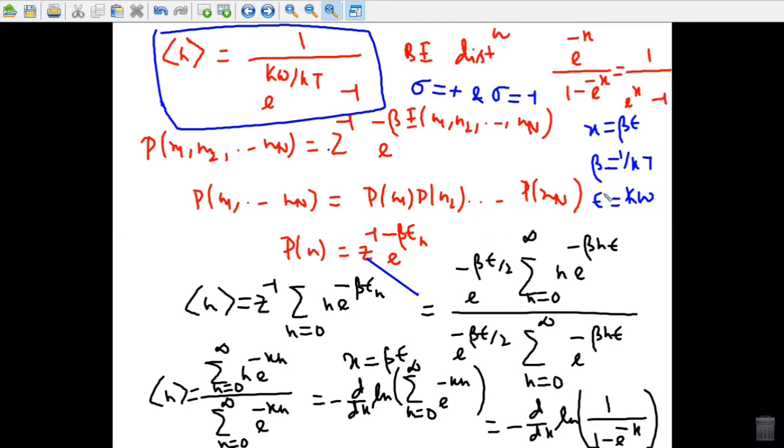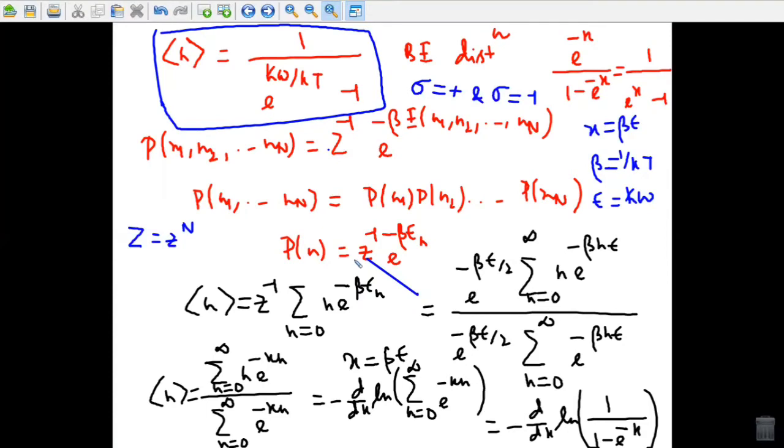Since E is the sum of single oscillator energies epsilon n, and capital Z is the product of N identical factors, we always use capital Z equals small z to the power N. We can write the probability for a microscopic state as the product of the N probabilities, Pn1, Pn2, up to PnN, where Pn is simply small z inverse e to the power minus beta epsilon n.